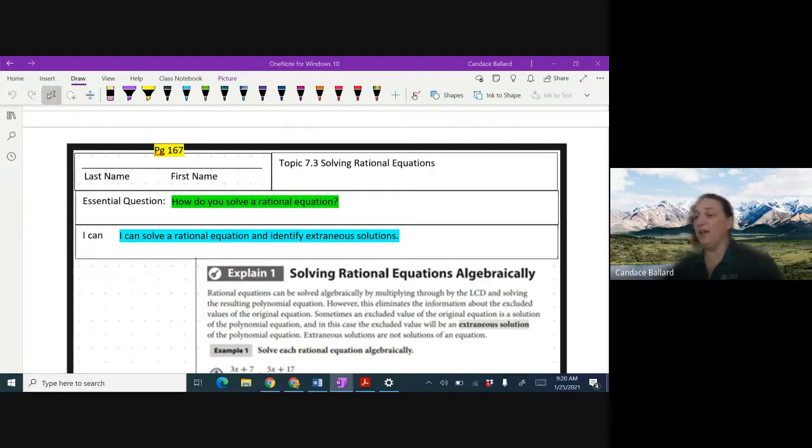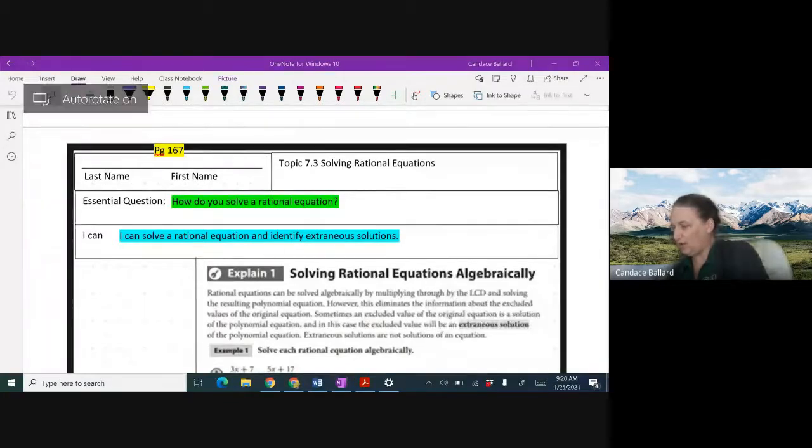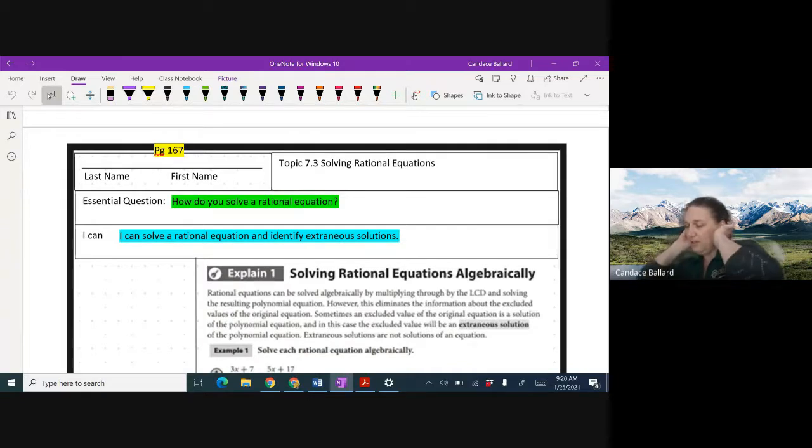All right, here we go. We are going to solve rational equations algebraically today. The biggest thing in here is that we're going to try to get rid of the fraction, right? We don't have a love-hate relationship with fractions. We really don't like them. If we can get rid of them and go, woohoo, they're gone, it's much easier to solve something. So rational equations can be solved algebraically, and this is exactly what we're going to do.